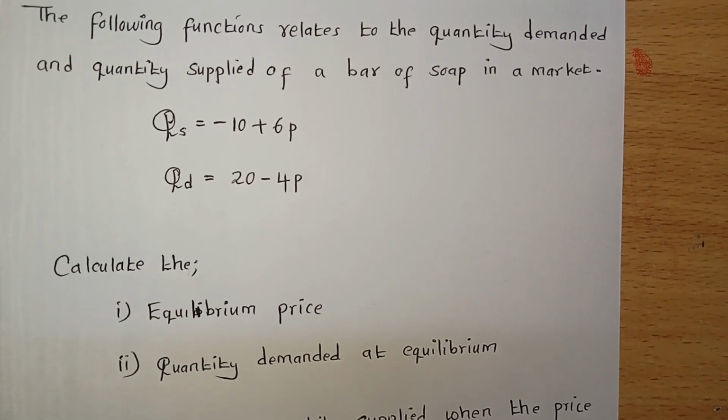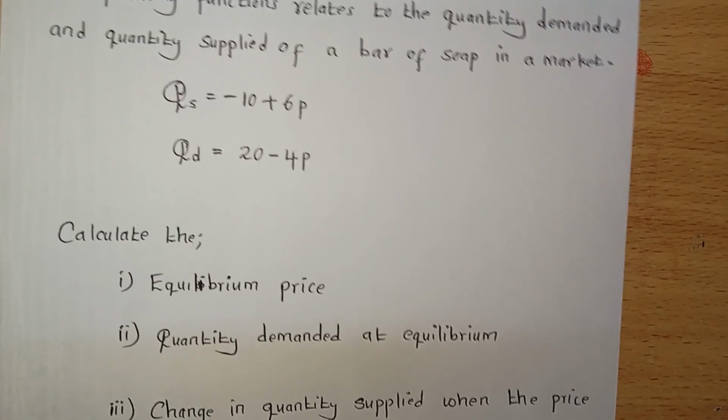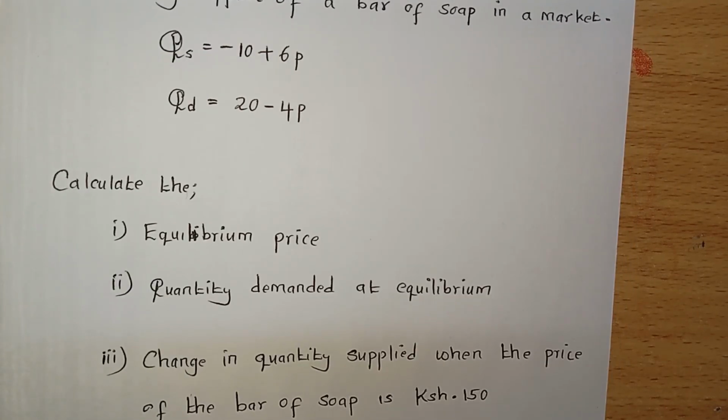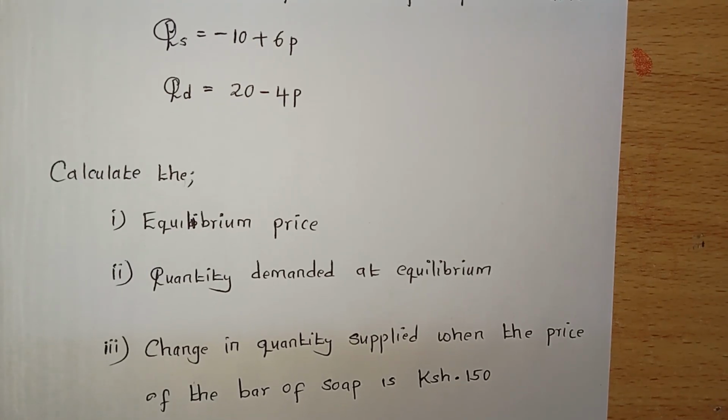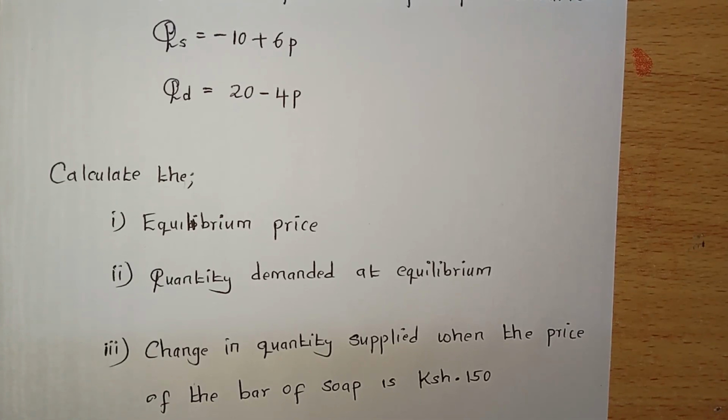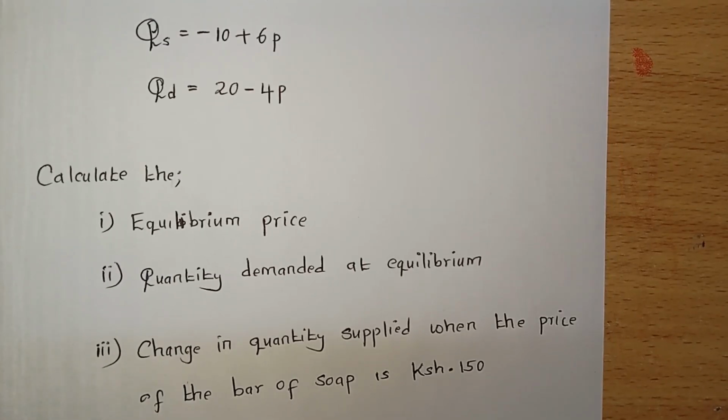Then we are asked to calculate, part 1, the equilibrium price, part 2, quantity demanded at equilibrium, and the last part we are asked to determine the change in quantity supplied when the price of the bar of soap is 150 shillings.